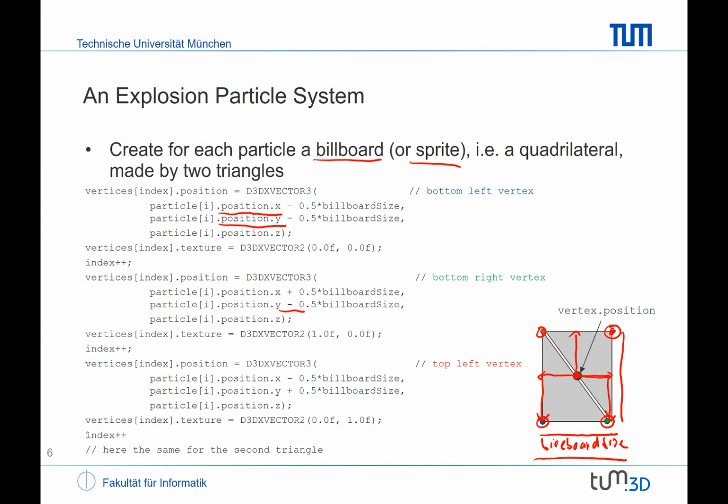And now you can imagine what we have here. We have a left-handed coordinate system. So the z-axis is going into the display, the x-axis is going to the right, and y is going upward.